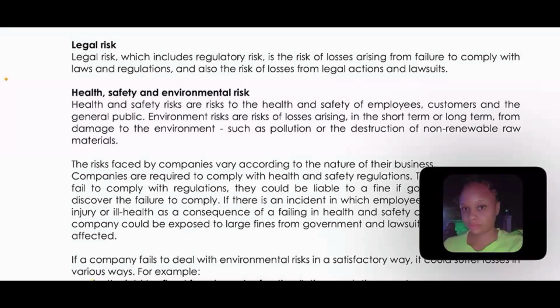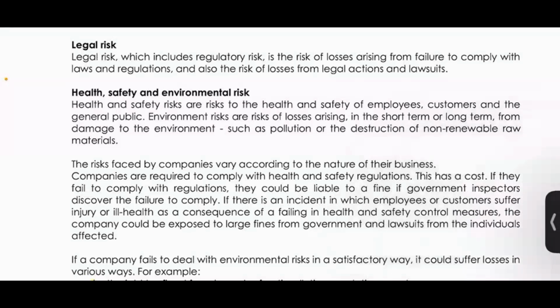Okay, health and safety risks are risks to the health and safety of employees, customers, and the general public. Environment risks are risks of losses arising in the short term or long term from damage to the environment, such as pollution or the destruction of non-renewable raw materials. The risks faced by companies vary according to the nature of their business. Companies are required to comply with health and safety regulations.